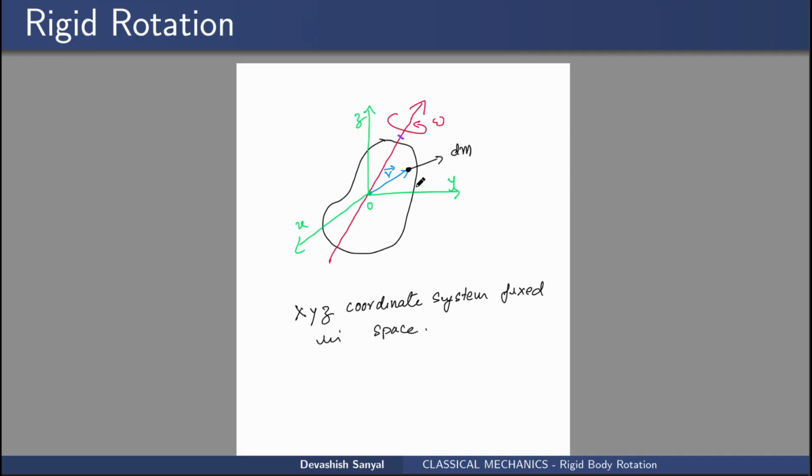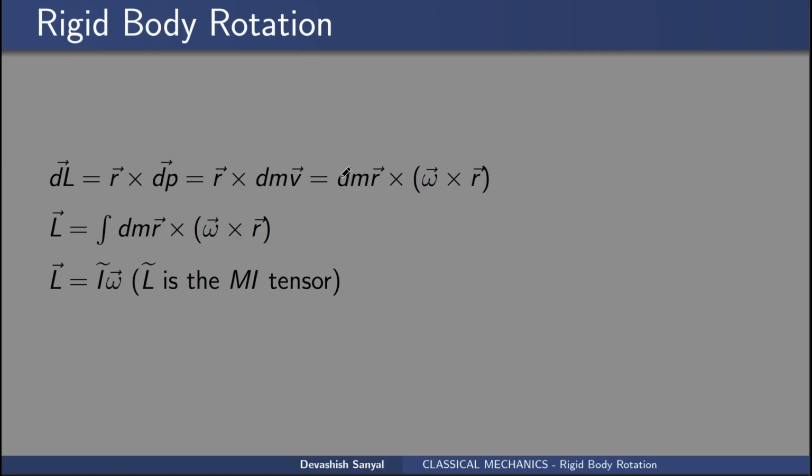So we consider here an infinitesimal mass situated at radius vector r from the origin. This is my infinitesimal mass located at a radius vector r. If that is the case, then the angular momentum for this mass is dL vector equals r cross dp vector, where dp vector is the linear momentum of the mass.